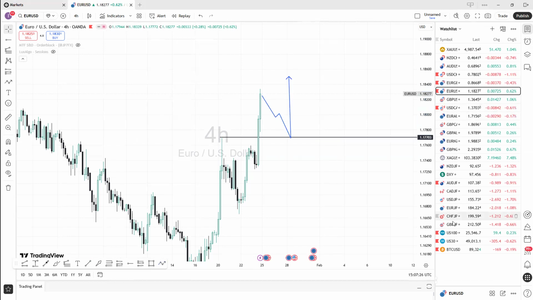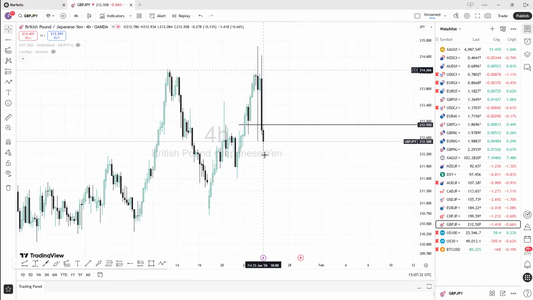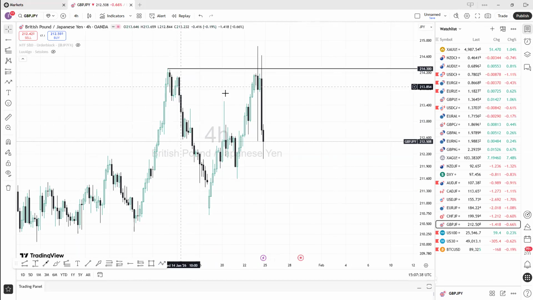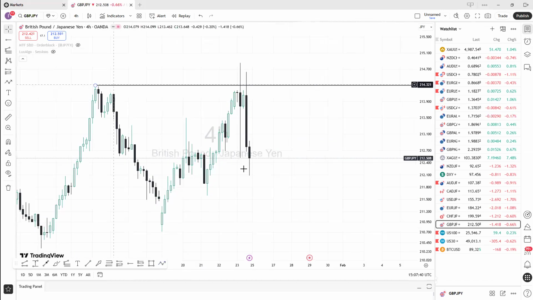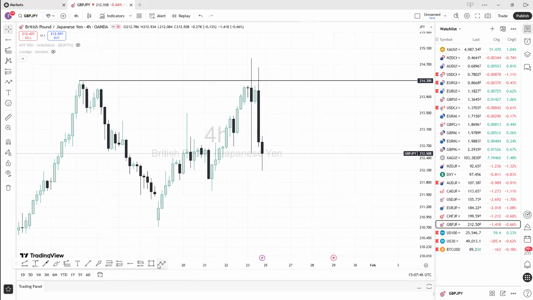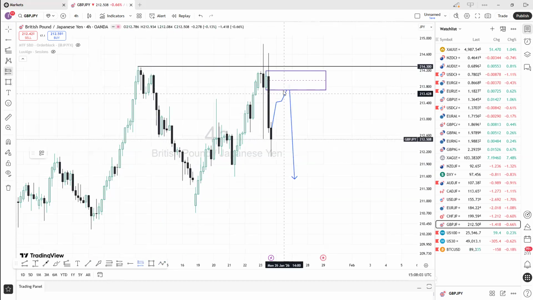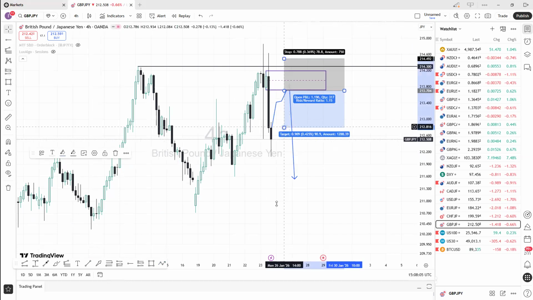Okay, let's see GBP JPY. GBP JPY last week had that aggressive move after a liquidity sweep. You can see it swept that buy side liquidity. After the liquidity sweep, we have that aggressive movement downward. So expect that next week it will create a pullback at least to that supply zone, and then it can continue the downtrend. So the area to find a short position is from that 4-hour supply.